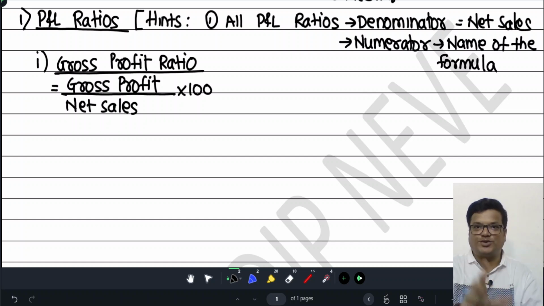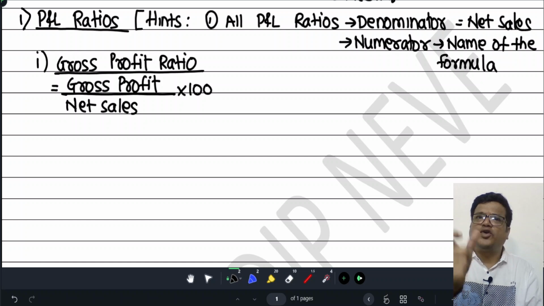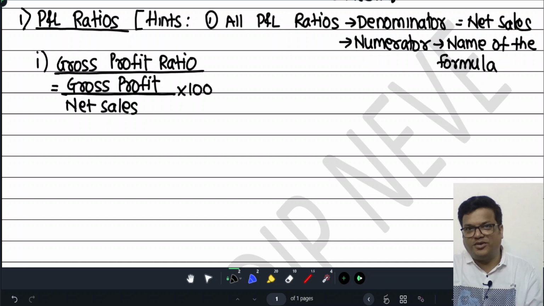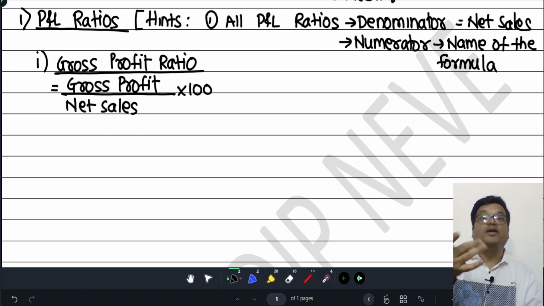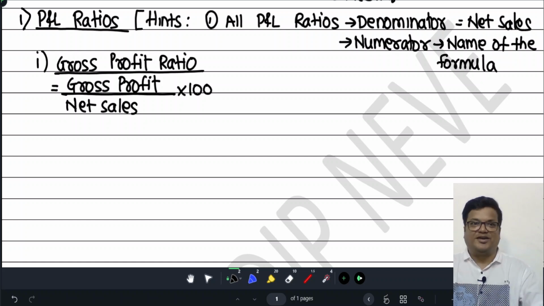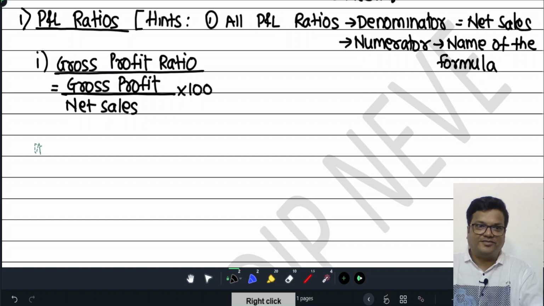See, it's a P&L ratio. So what will be the denominator? Net sales. Okay. What will be the numerator? We are asking specifically for gross profit ratio. So what will be the formula? In the numerator, we'll give the name of the ratio, gross profit, divided by what? Net sales.